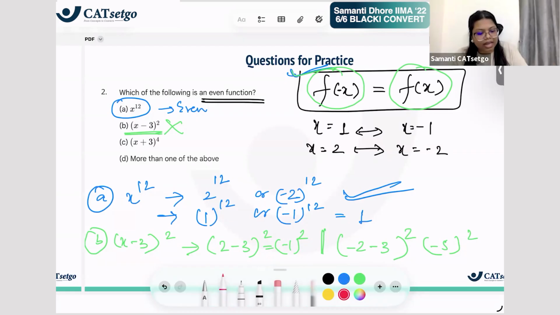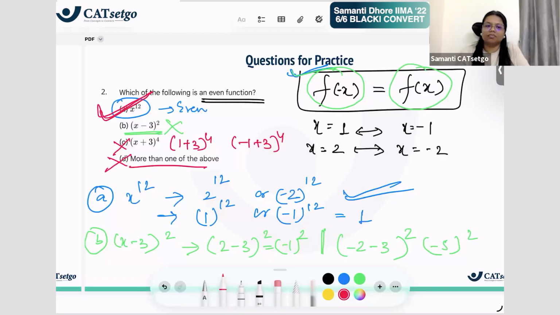Here also, if you end up solving, you'll realize that if you take x as 1, so 1 plus 3 raised to 4 or minus 1 plus 3 raised to 4. Not equal clearly, right? So not even that. More than 1 above, not that. So just x raised to 12 is your answer.